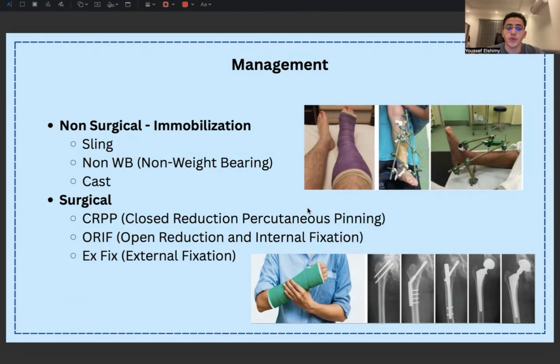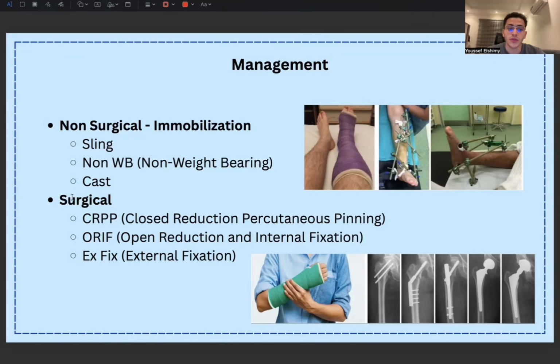Okay, so moving on to management. What the doctor wants you to know is that there are different types of management, and management depends on how extensive the trauma is. So some can be dealt with non-surgically, which means immobilization, and these include the sling, telling the patient to do non-weight bearing things, applying a cast.